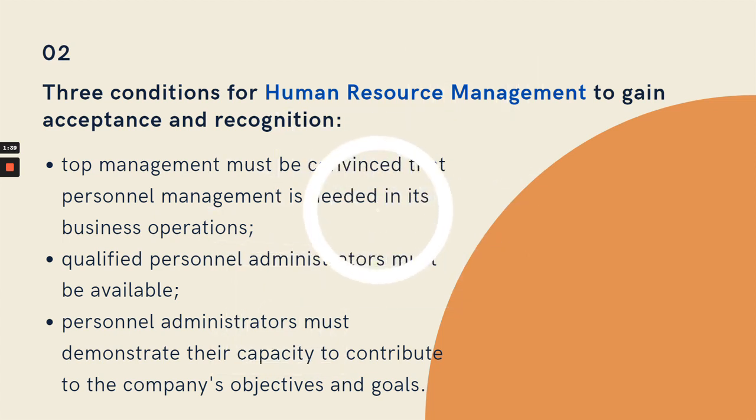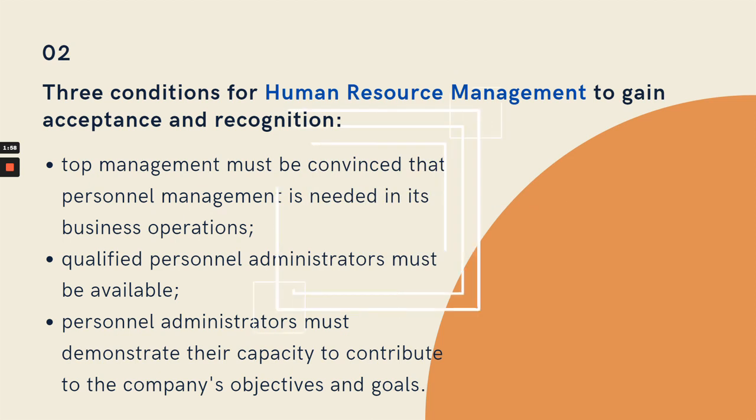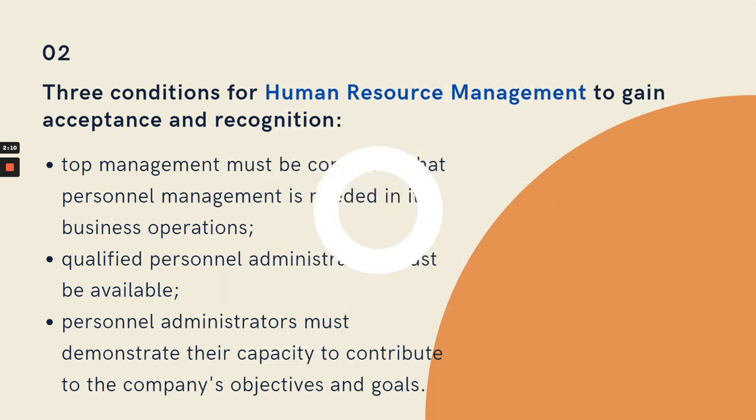So there were three conditions that helped human resource management gain acceptance and recognition. The first one is top management must be convinced that personnel management is needed in its business operations. So they're convinced that it is needed. Then qualified personnel administrators must be available. Third, personnel administrators must demonstrate their capacity to contribute to the company's objectives and goals.